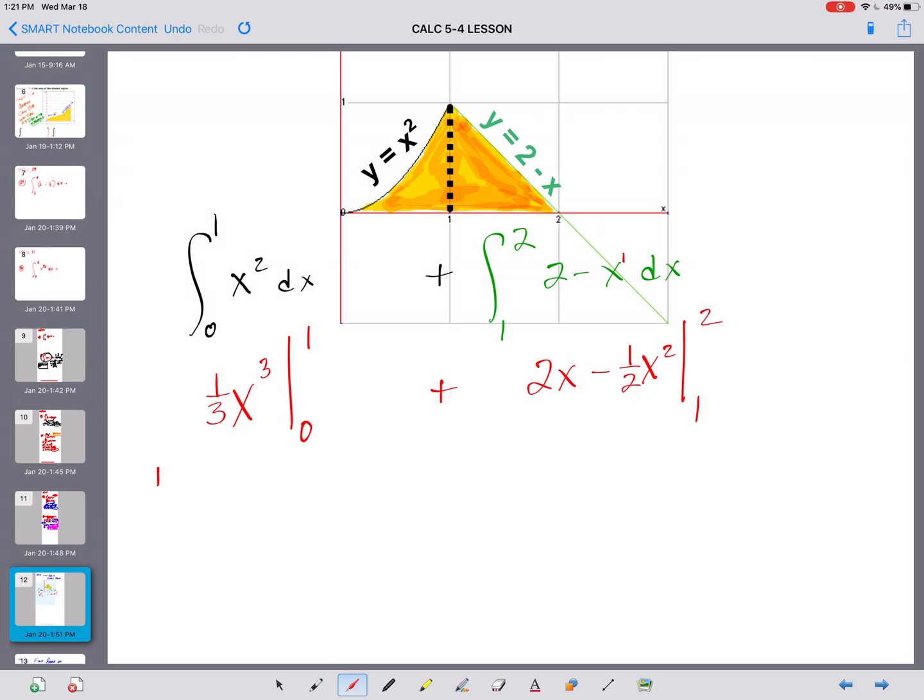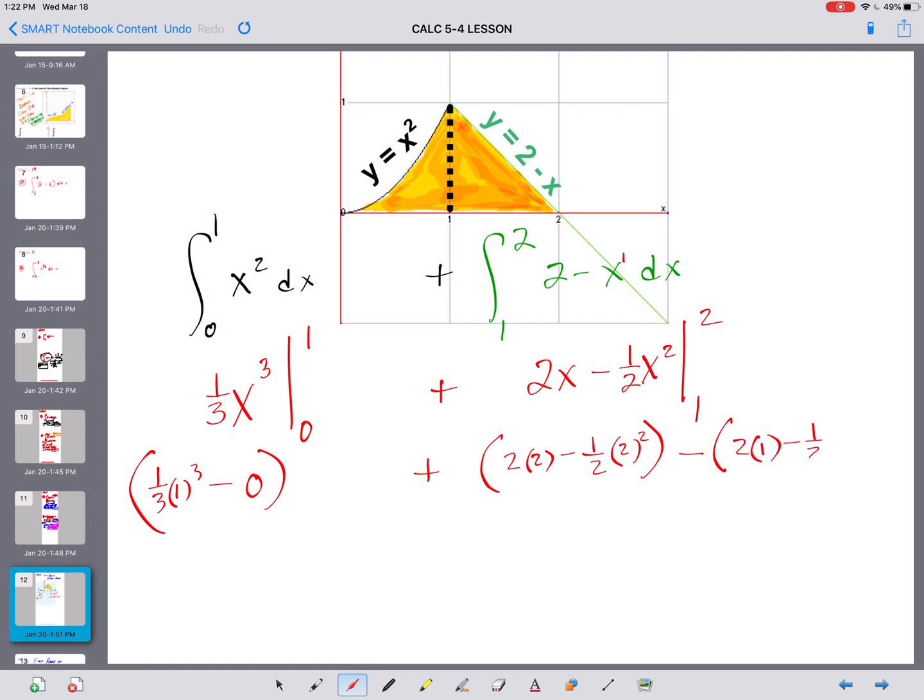Okay, here we go. Plug in the 1. 1/3 times 1 cubed minus, plug in the 0, that's just 0. Plus, let's plug in the 2. 2 times 2 minus 1/2 times 2 squared, minus 2 times 1 minus 1/2 times 1 squared. Okay, we've got 1/3 here. That's the area of the first one. Plus, let's see what we've got here. We've got 4 minus 2, that's going to be 2, and that's going to be a 1/2.